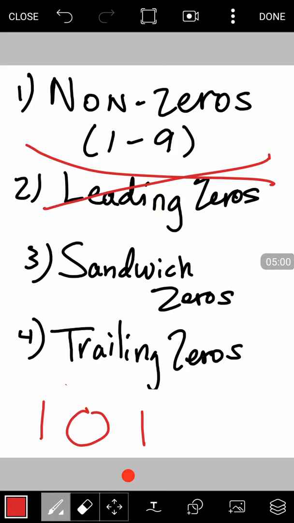So when it comes to sig figs and zeros, zeros in the front are not important. That's why I got that X'd out. Zeros in the front are not important. But zeros that are sandwiched actually are important. They are significant.